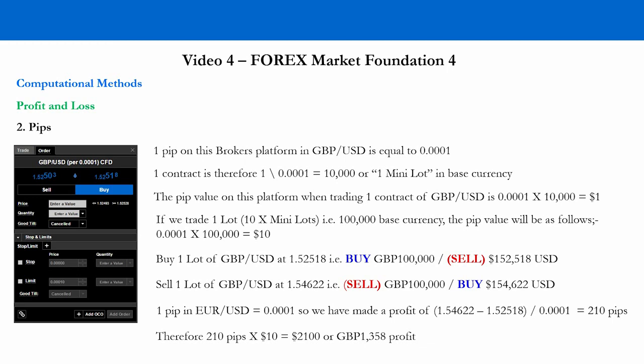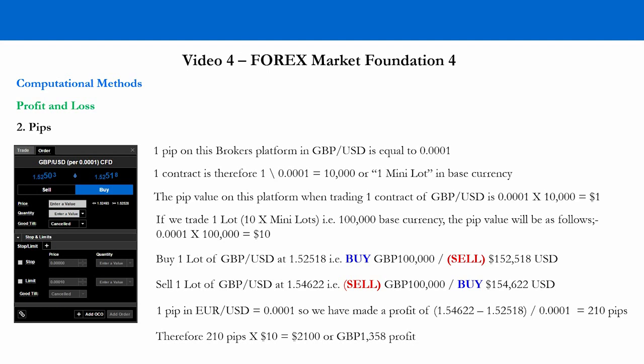We take 1 contract of sterling US dollar, 1 contract. The pip value is spot 0001 times 10,000, and that gives us a pip value in dollars of $1. Now, if we trade 1 lot, so 100,000 currency pairs, this is going to be equivalent to 10 mini lots.